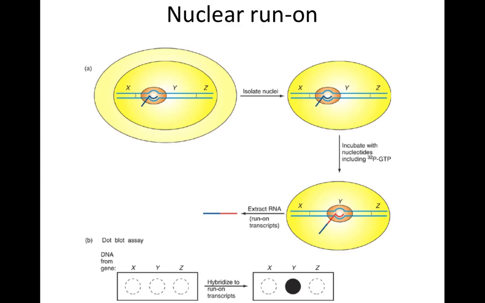Most often you would do this with uridine, given that you would then only be incorporating into transcripts. After you've extracted, then you can blot it onto the dot blot, and in this case, the cDNA from gene Y would bind to the newly transcribed Y transcript, and then you would get signal.